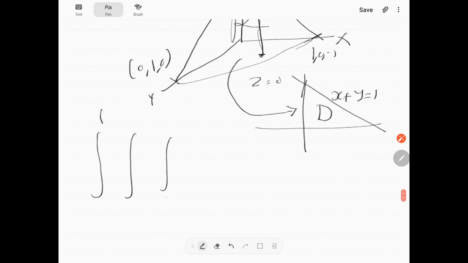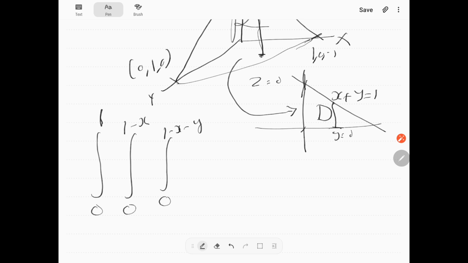Therefore, the limits for z are 0 to 1 minus x minus y, and the limits for x and y will be based on this D. From the double integration knowledge, you can easily find out the limits for x and y. Here y is 0 at the bottom, and the upper value of y is 1 minus x, therefore the limits for y are 0 to 1 minus x, and the limits for x are 0 to 1.